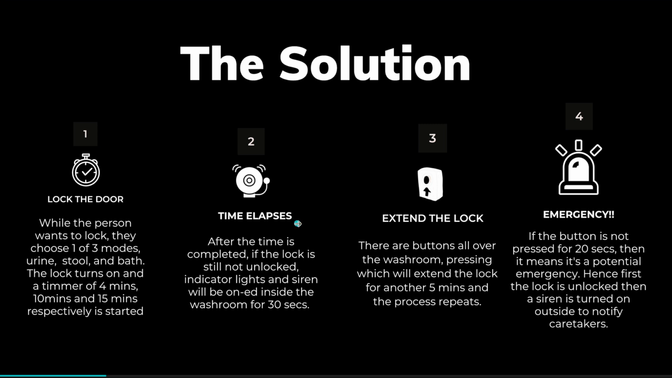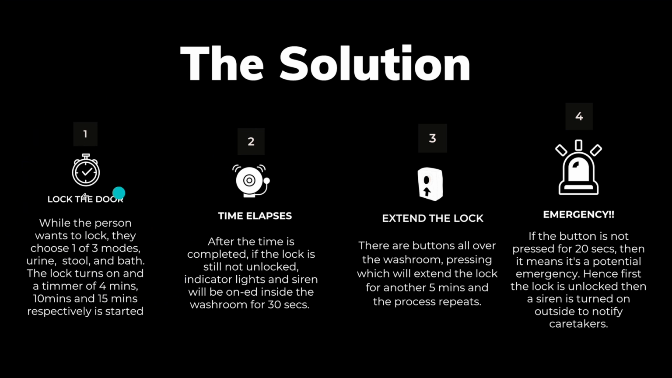So this is our solution to the problem. First thing is when they lock. This is a circuit that will be attached to the lock. When they lock, they will have to press a button, and there will be three buttons, let's say 4 minutes, 10 minutes, and 15 minutes. For demonstration, we have shown the 10-minute lock. When they press the button, the door will get locked, and the timer of 10 minutes will start running. For 10 minutes, the door will be locked.